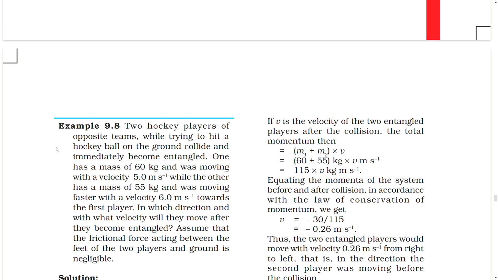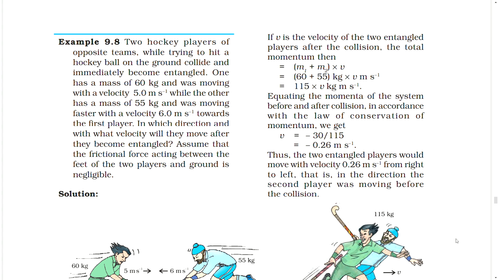In accordance with the law of conservation of momentum, we get v equals minus 30 by 115, equals minus 0.26 meters per second. Thus, the two entangled players would move with a velocity of 0.26 meters per second from right to left, that is, in the direction the second player was moving before the collision.